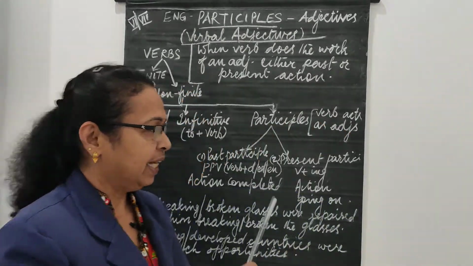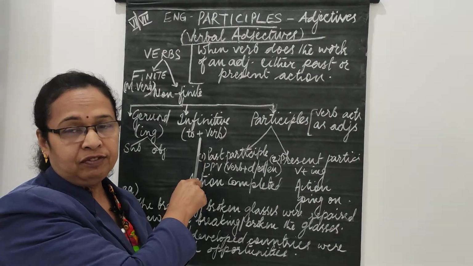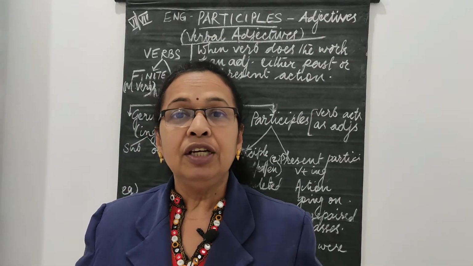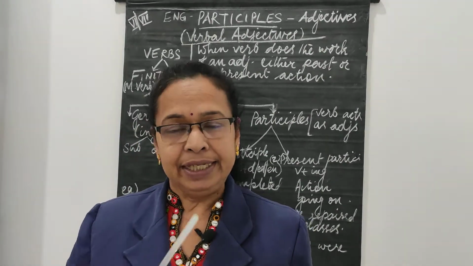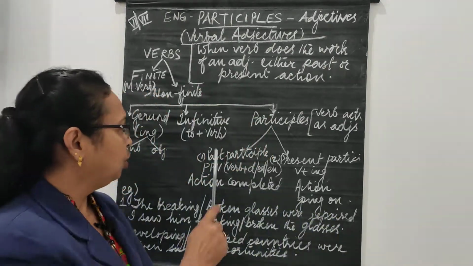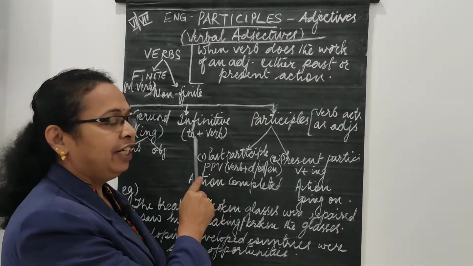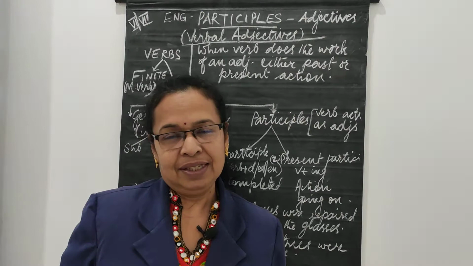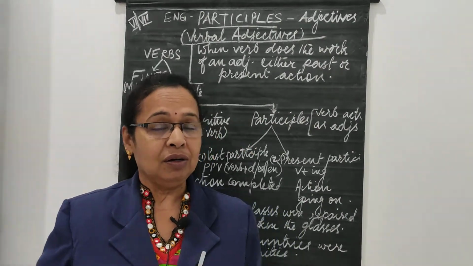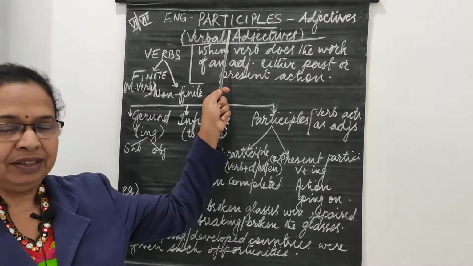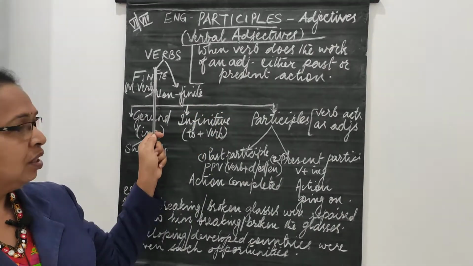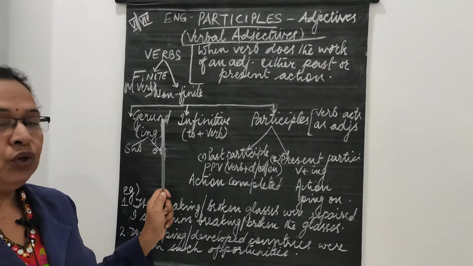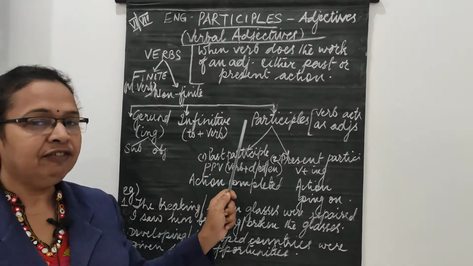What is an infinitive? The second type of non-finite is the infinitive. An infinitive verb is to plus verb. To cook, to live, to understand, etc. To plus verb is called an infinitive verb. And the third type of non-finite verb is participles. I hope you have understood what verbs are, and that there are two types, finite and non-finite. Non-finite verbs are of three types: gerund, infinitive, and participle.